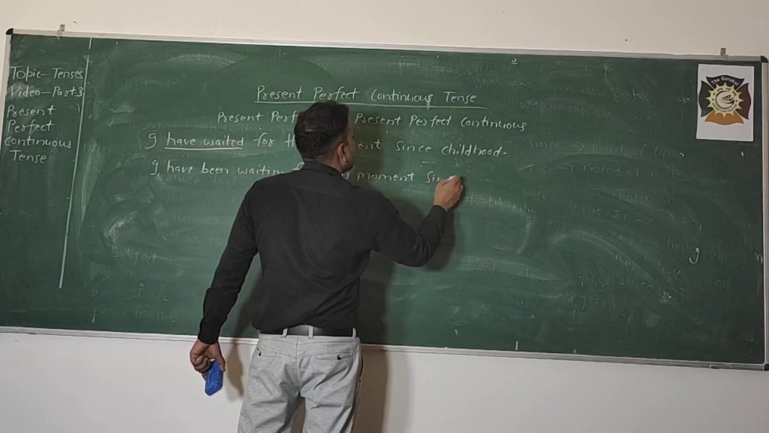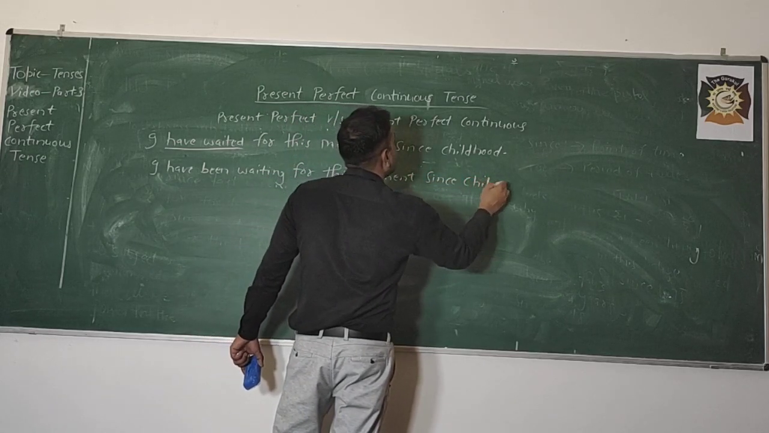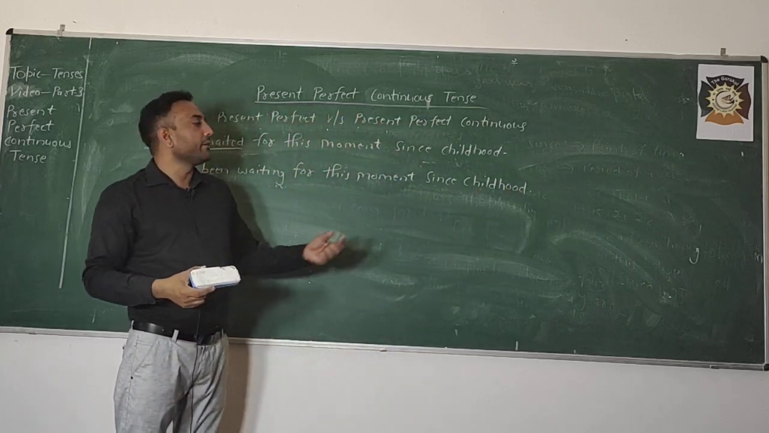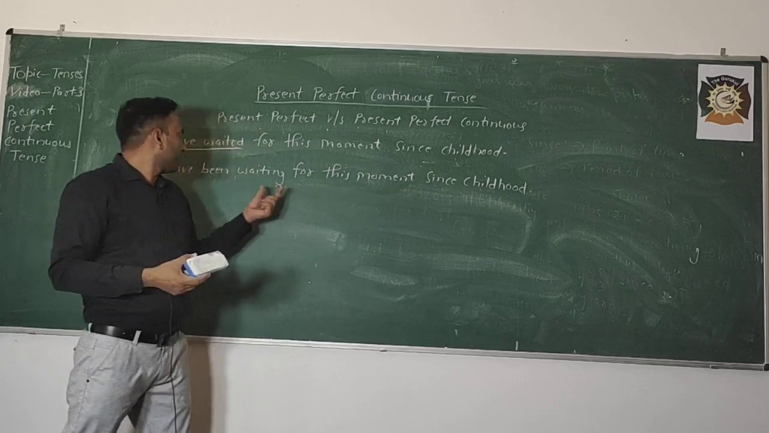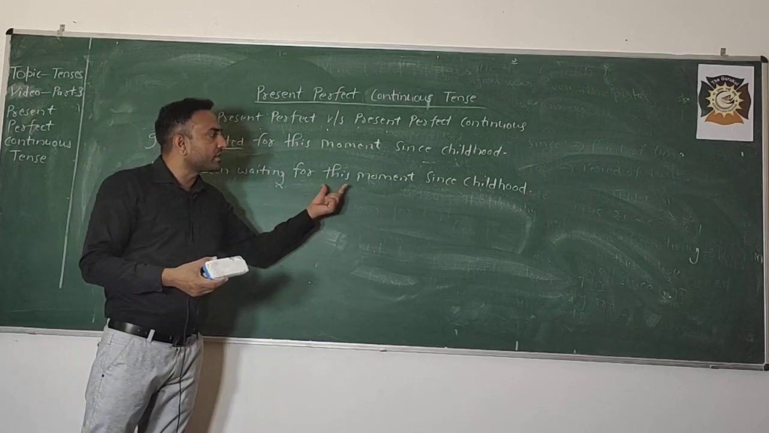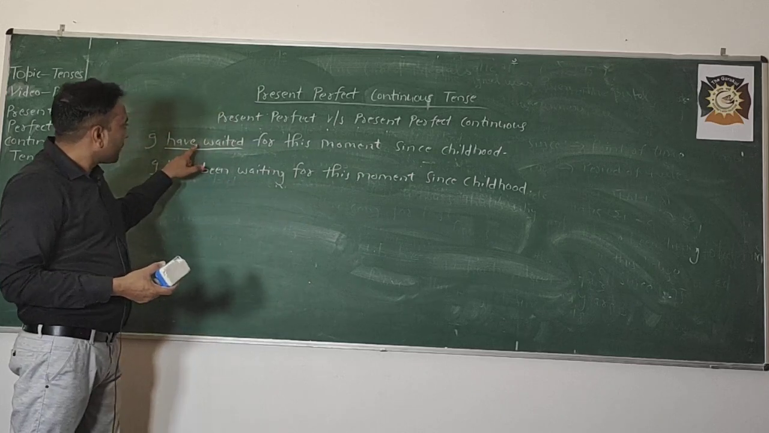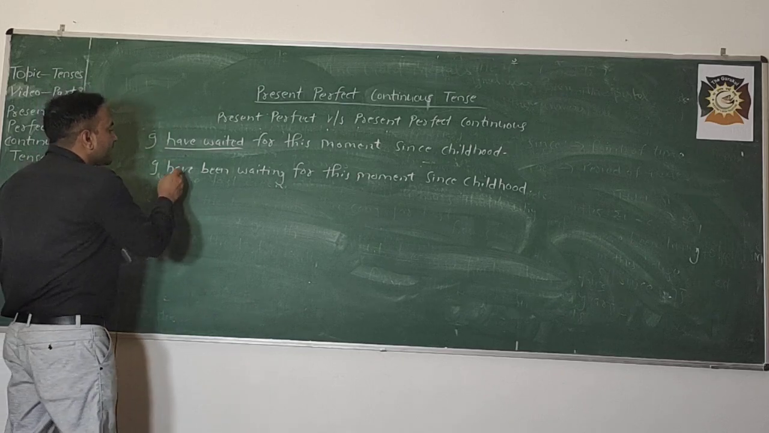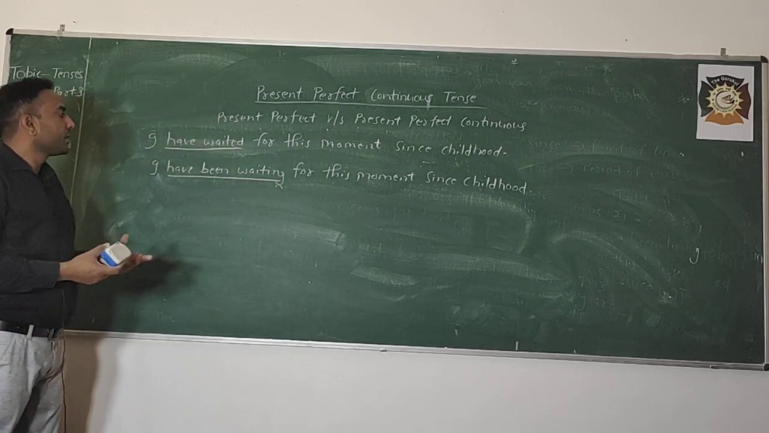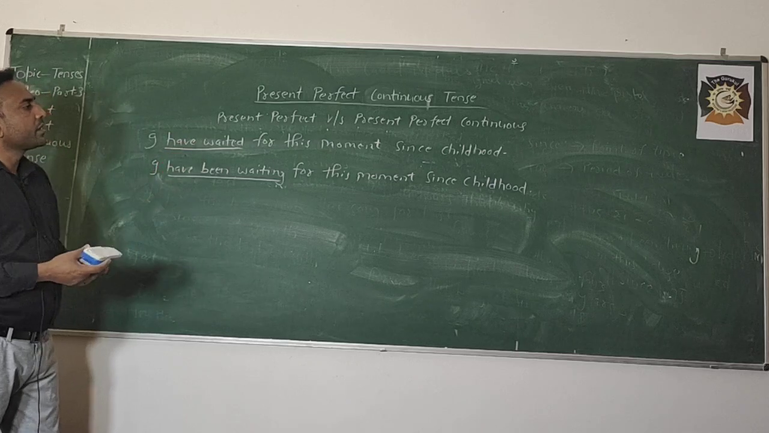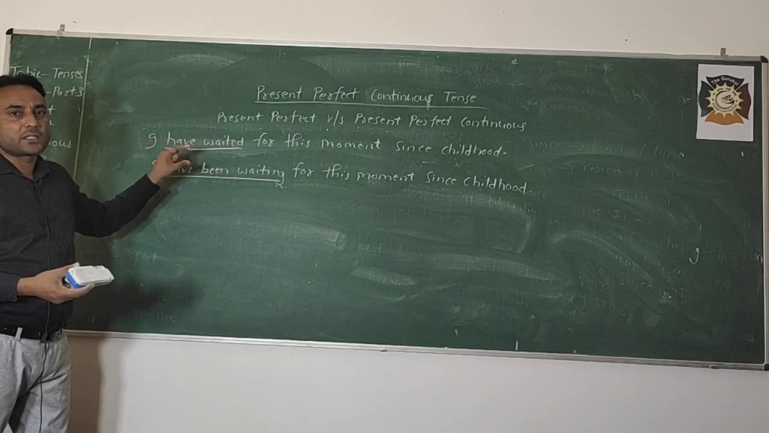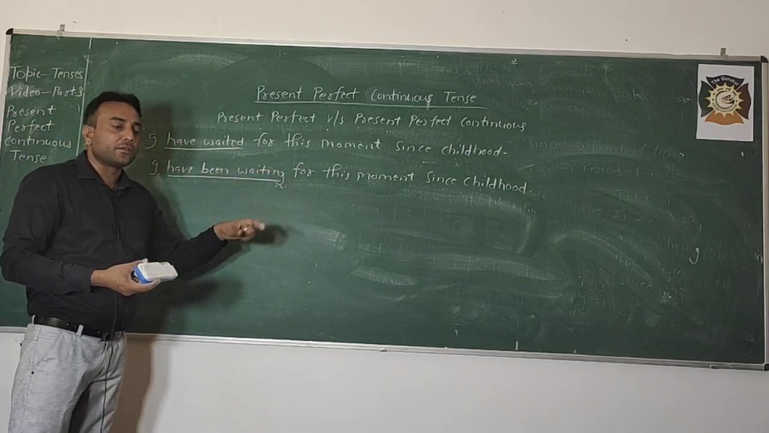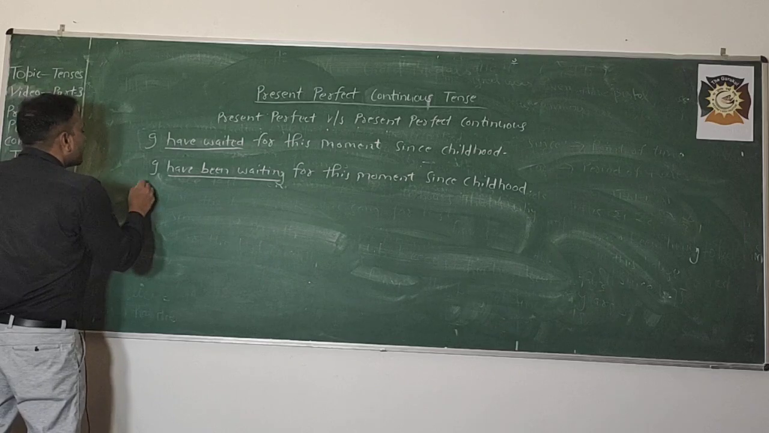since childhood. Point of time is given. Since childhood is a point of time. So in the first sentence I have used present perfect tense, but in the second sentence I have used present perfect continuous tense. So we can use both tenses to express an action that begins in the past and still continues. So I will write the rule for you.